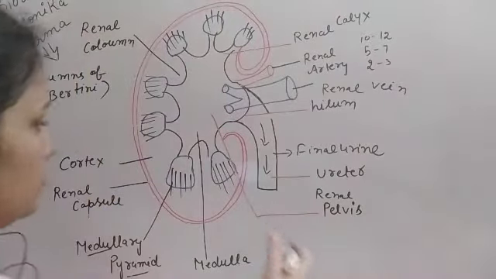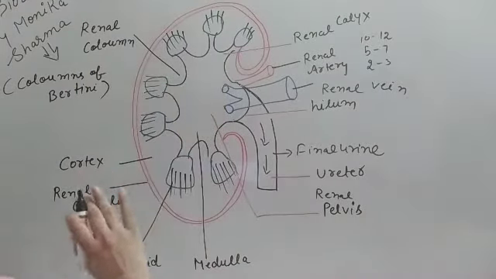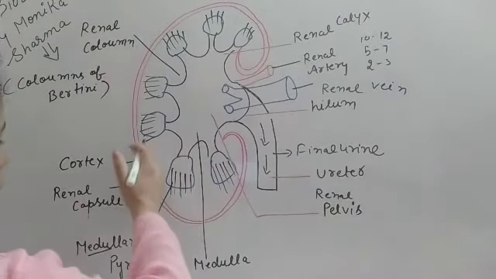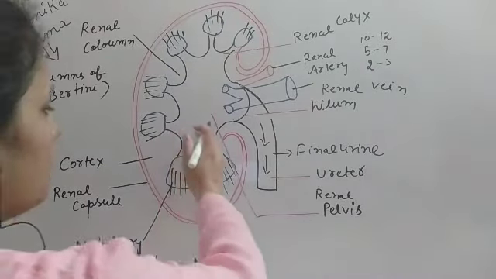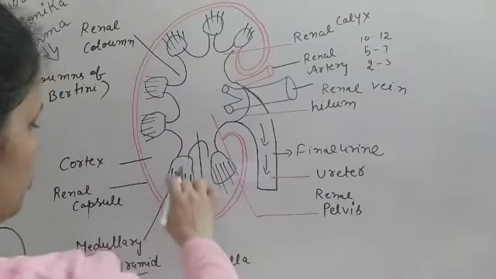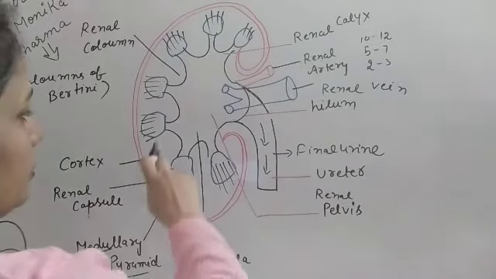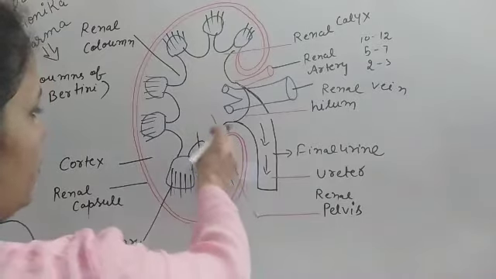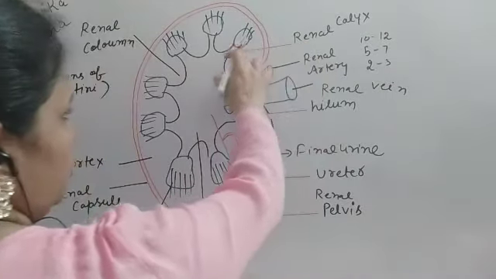So let's revise. The outer tough layer is the capsule, so renal capsule. It is divided into two zones, outer cortex and inner medulla. So cortex and the medulla. In the medulla there are pyramid like structures, and these pyramid like structures are medullary pyramids. Then these medullary pyramids are joined with the branching structures, and these branching structures are renal calyx.